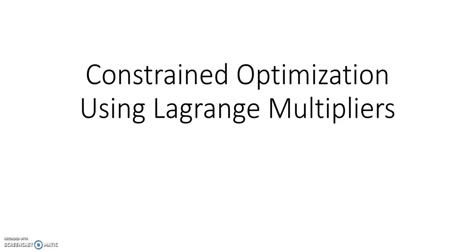In this video we'll talk briefly about constrained optimization using Lagrange multipliers. We won't carry out much of the mathematics by hand. We'll cheat a little bit and use some computer algebra systems to solve for us, including Wolfram Alpha.